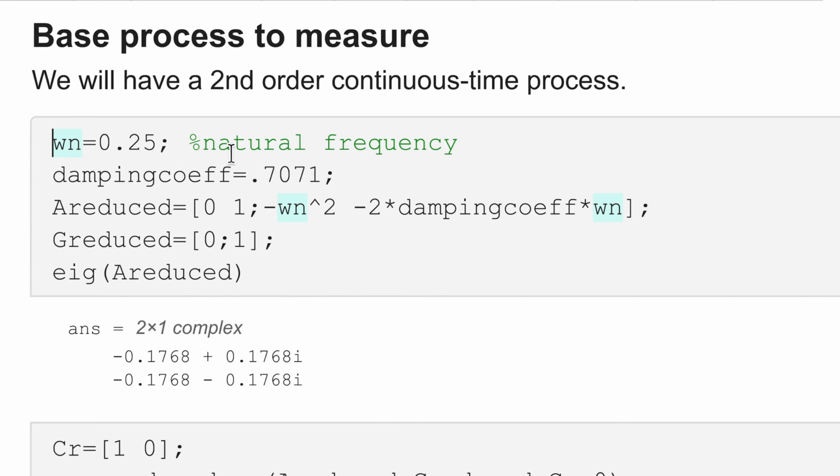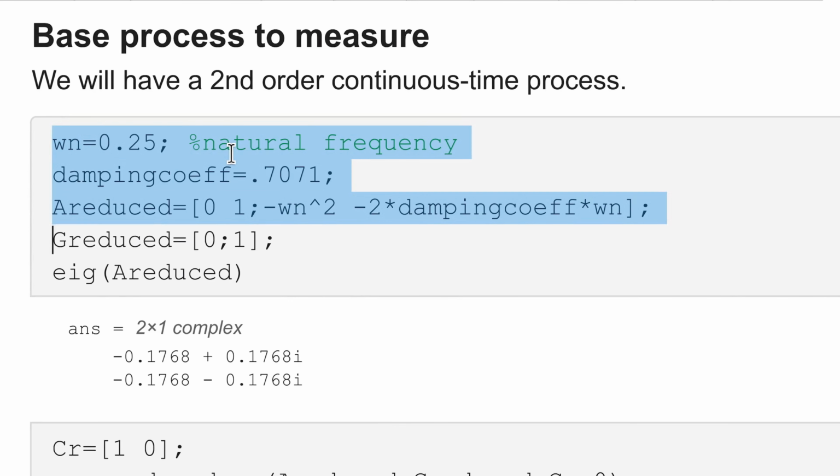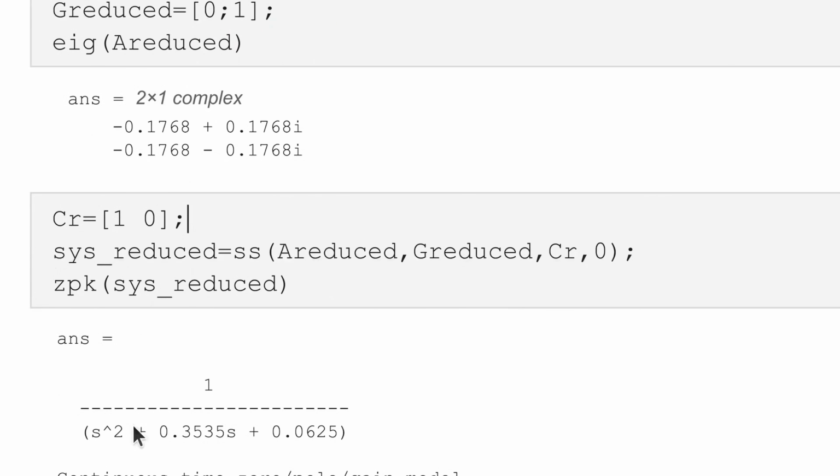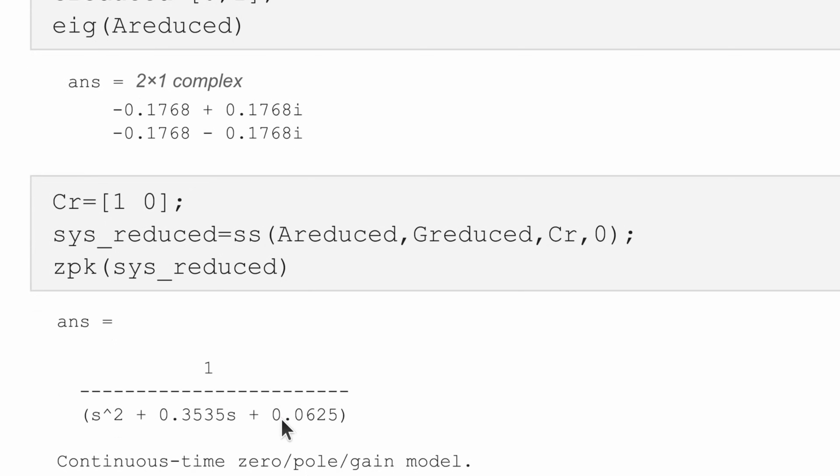So with numerical values of natural frequency and damping coefficient, I will get this G reduced, and A reduced has complex poles. If we were handling deterministic stuff, this would be an oscillatory step response, let's say, and the output will be the first state, the position. And this is the transfer function representation we are not going to use.